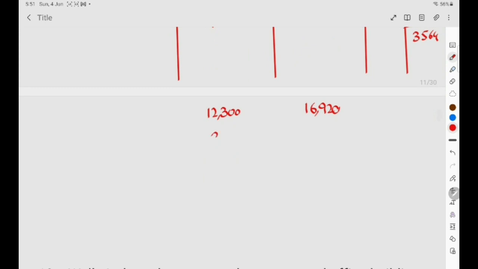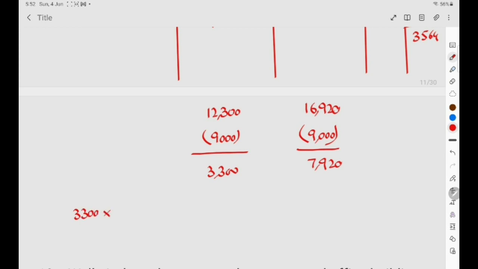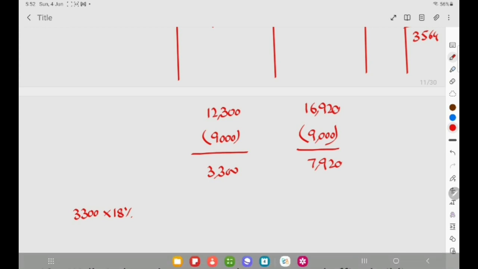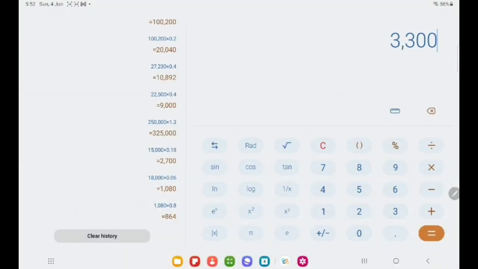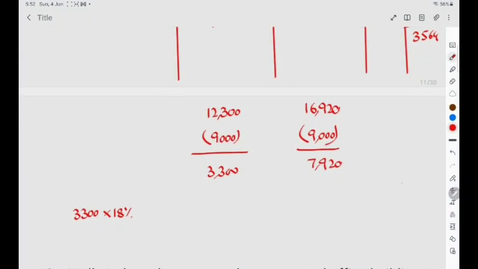Now in the next year we have sold these assets for 9000 each. So this will be 3300 and this will be 7920, right? So on this 3300 we will create the allowance on the balancing amount left, 18%, and this will be 594. So 594 would be the allowance and remaining amount would be 2706. So 594 is recorded here.